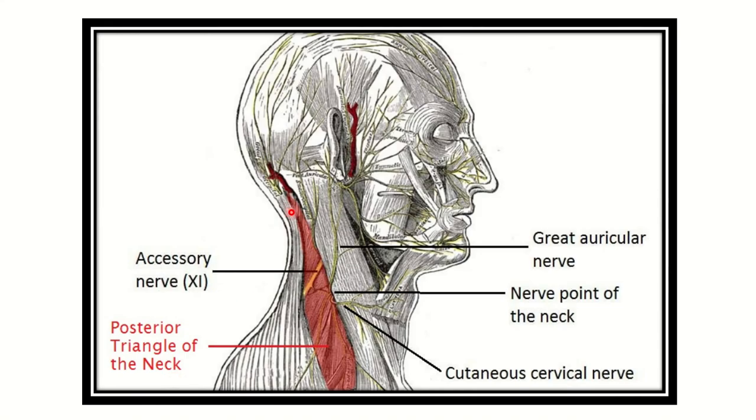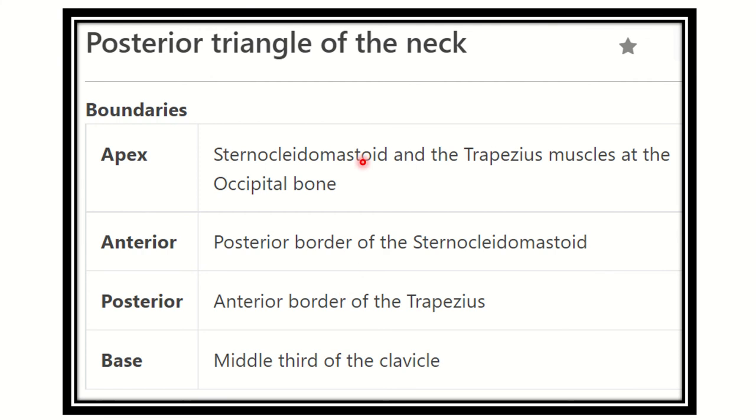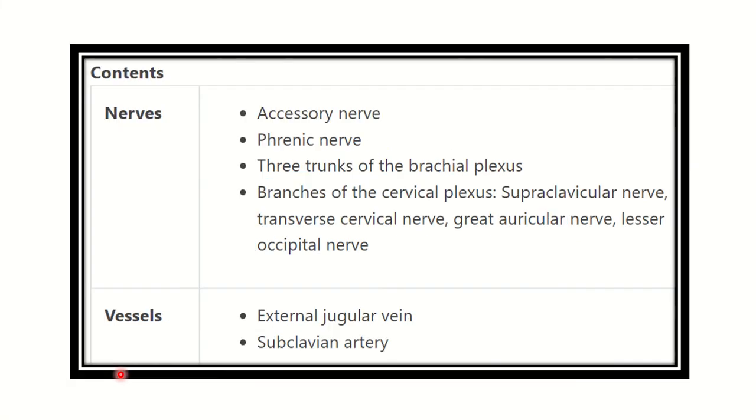Here we can see the posterior triangle of the neck, and in it there are several structures. One of the most important is the accessory nerve. Here we can see the accessory nerve, and we also see some cutaneous nerves arising from the posterior triangle of the neck. So in short, about the boundaries: the apex, the upper part, is formed by two muscles, the sternocleidomastoid and the trapezius. The anterior boundary is the posterior border of the sternocleidomastoid, the posterior boundary is the anterior border of the trapezius, and the base, or lower part, is formed by the middle third of the clavicle.